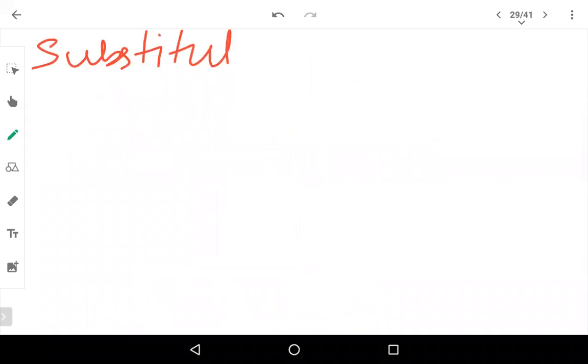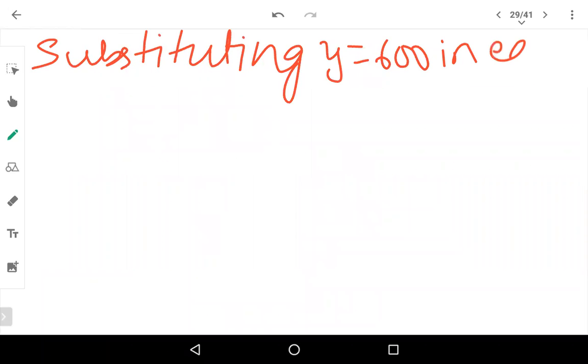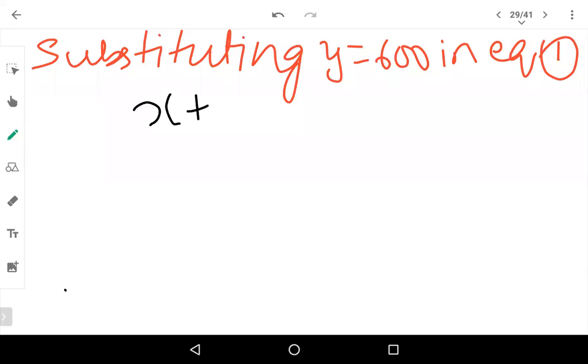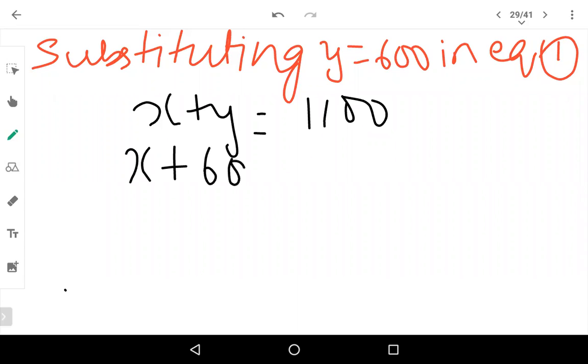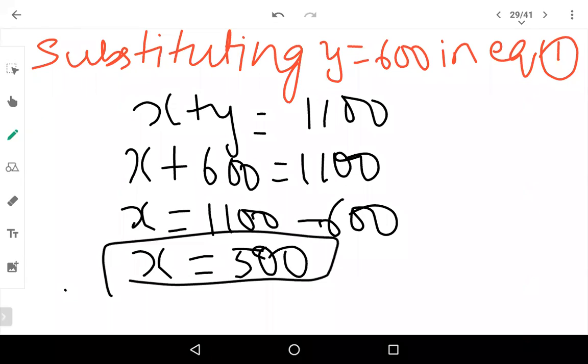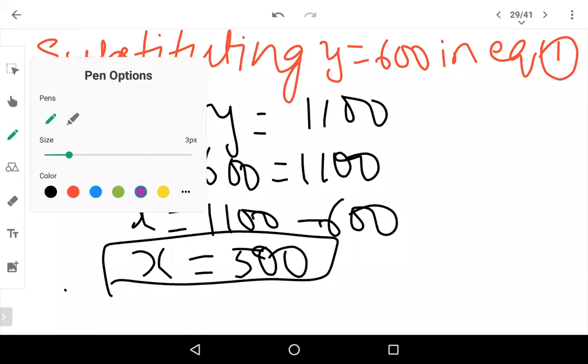Now let us substitute this y in the equation 1. Substituting, you have to write all this in the question. Okay, simply don't blindly solve the equations. Substituting y is equal to 600 in equation 1. So what is equation 1? x plus y is equal to 1100. So x plus 600 is equal to 1100. x is equal to 1100 minus 600. So x is equal to how much? 500. And the conclusion is very, very important.